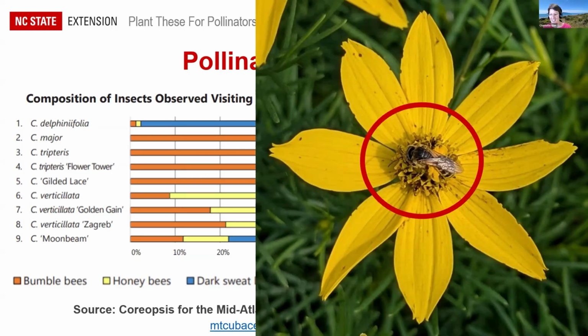So you can see one of our little native bees here in the center of the Coreopsis flower, which is a little bit bigger than a pencil eraser. And you can even see it has quite full pollen baskets on its legs. So it's obviously finding lots of pollen. So look a little closer if you're thinking you're not seeing a lot of pollinators on your Coreopsis.